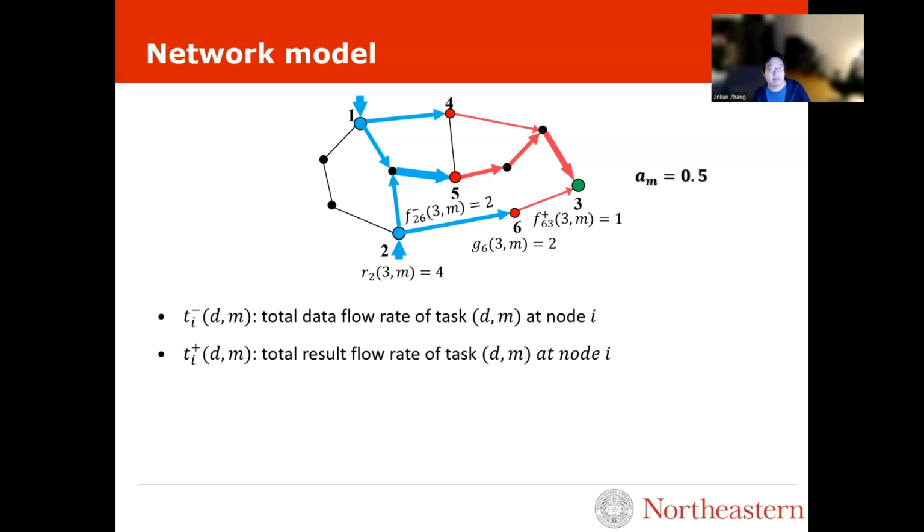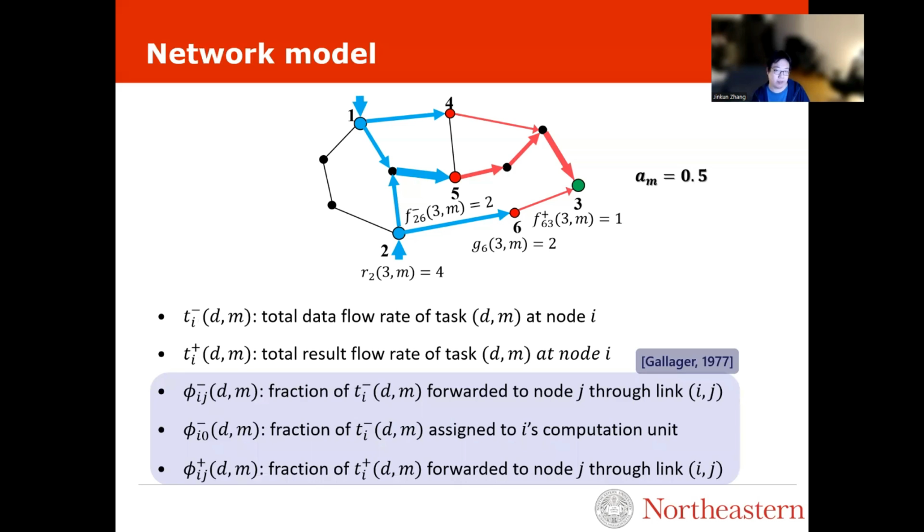Next, we define t_i minus and t_i plus to be the total data flow rate and total result flow rate at node i. And we define phi_ij minus to be the fraction of t_i minus that is routed to link ij, and phi_ij plus to be the fraction of t_i plus that is routed to ij. As a special case, we use phi_i0 minus to be the fraction that is put in computation. This perspective of flow fractions was first used by Gallager in a pure routing case, and we use it because it naturally supports a distributed implementation.